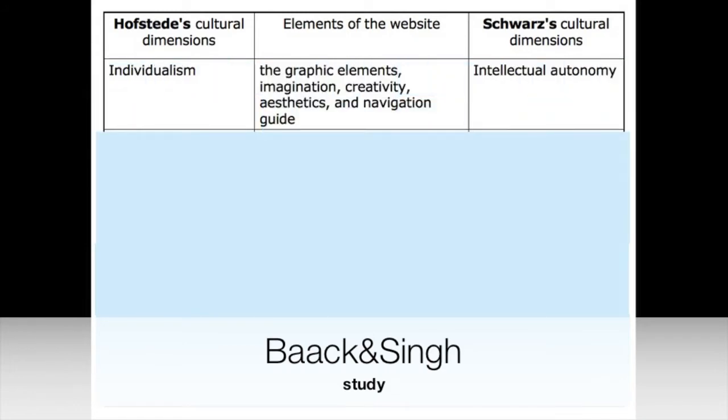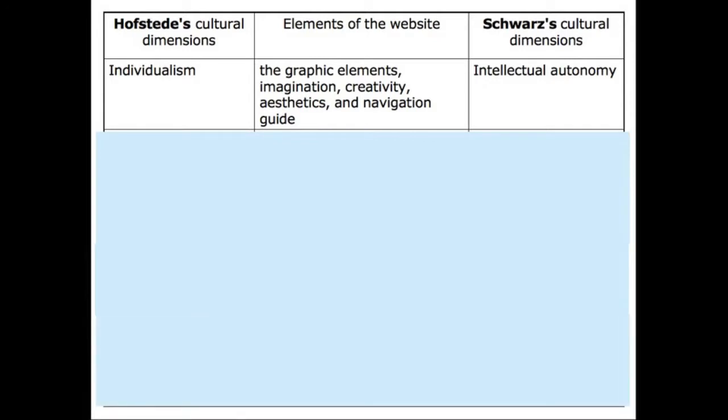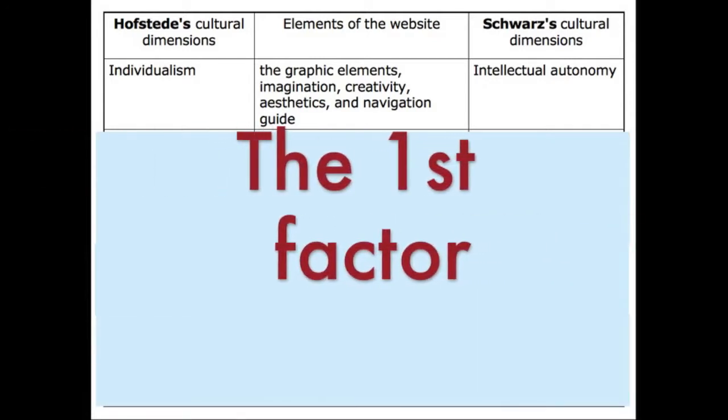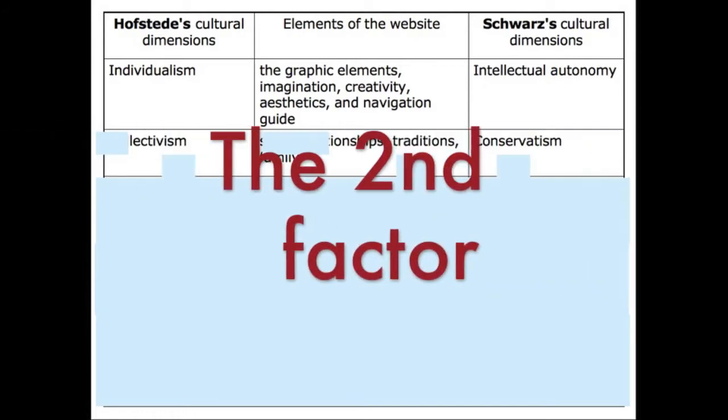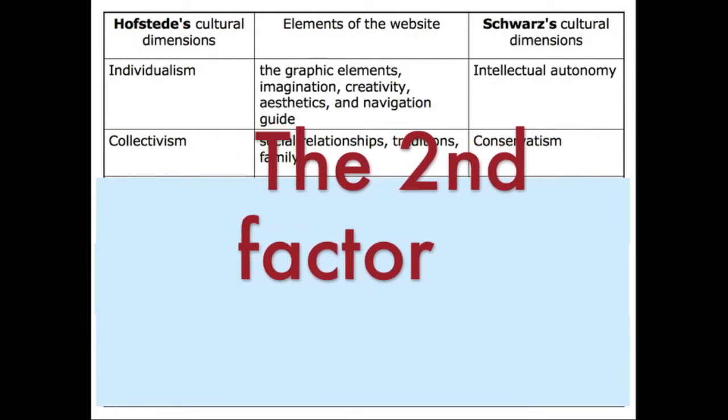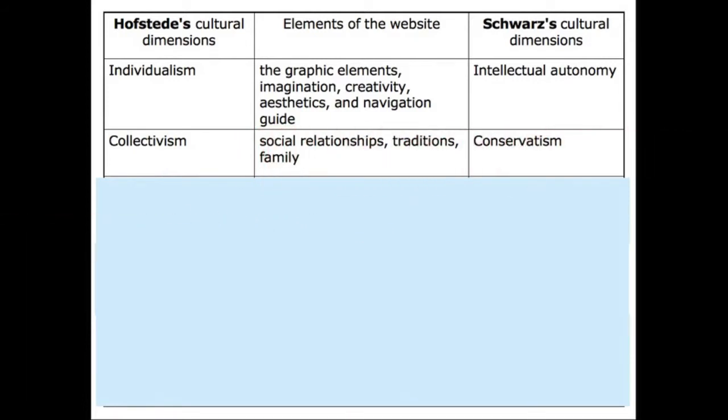The study of Baack & Singh gives the main factors that reflect the culture on the website. The first factor is graphic elements, imagination, creativity, aesthetics, and navigation guide. It is linked to Schwartz's intellectual autonomy dimension. In the Hofstede typology, it will be linked more or less with individualism dimension. Second factor is social relationships, traditions, family. This is in character with Hofstede collectivism dimension and Schwartz conservatism dimension.